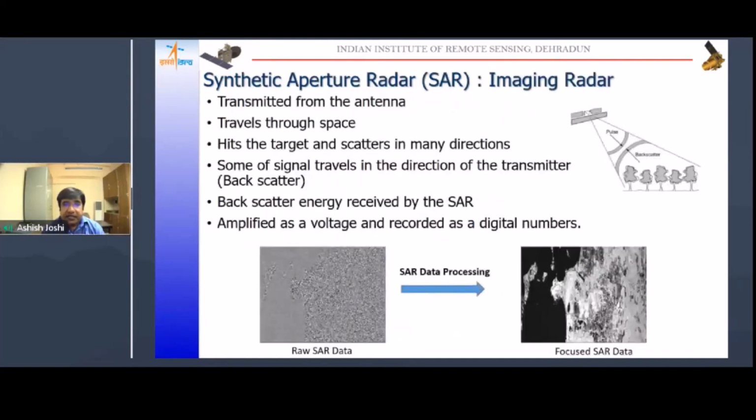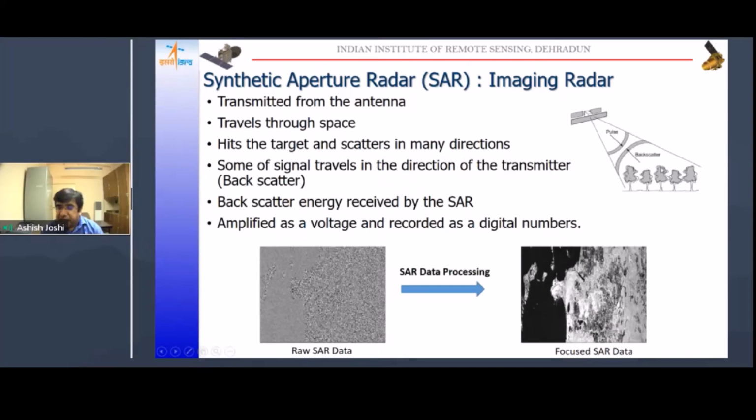So what is the synthetic aperture radar or SAR? How does it function? Electromagnetic radiation will be transmitted from the antenna. These are called the pulses. So it will emit the electromagnetic radiation. These electromagnetic radiations travel through space and interact with the earth surface.